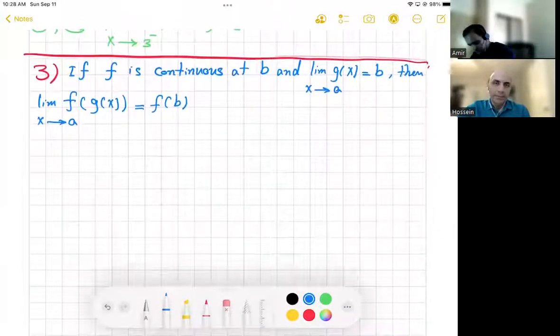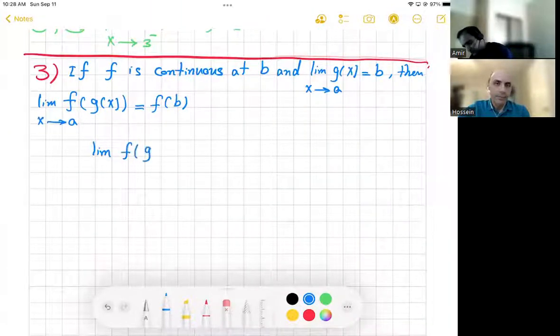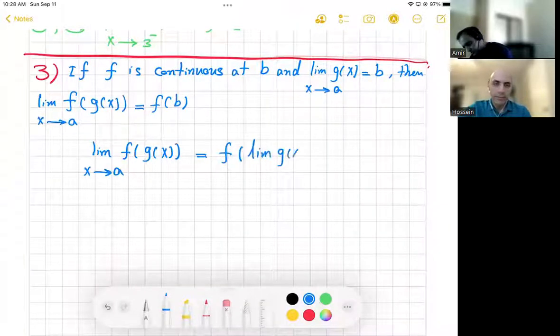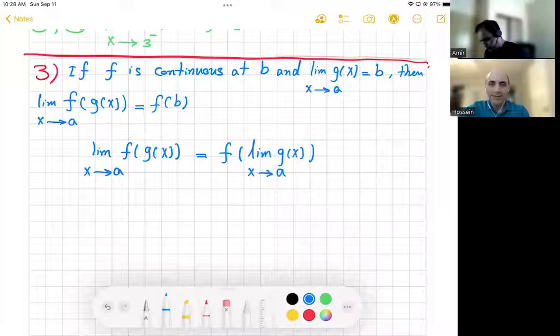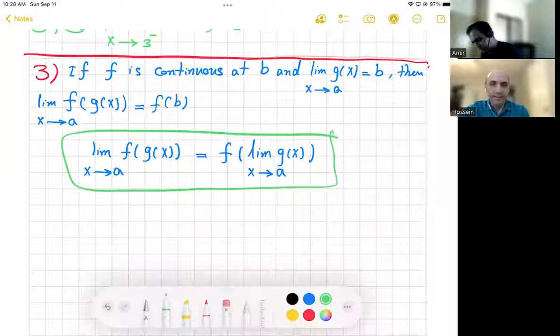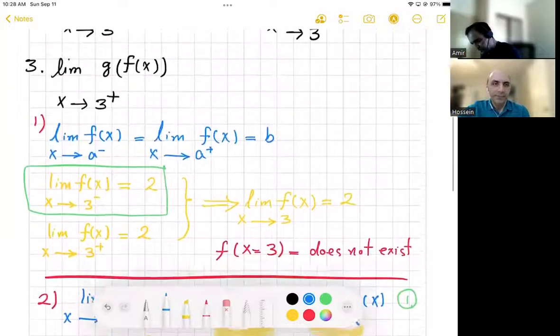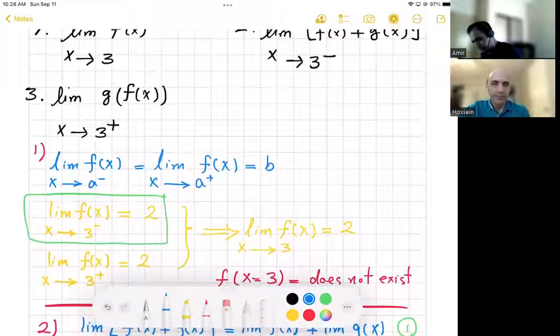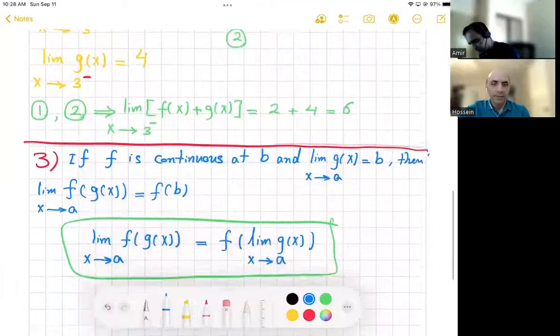In other words, the limit of f of g of x when x approaches a, the limit can go inside. So I like this one because that's very helpful. In our problem, we have the limit of g of f of x when x approaches 3 from the right side. Let me write this down here.